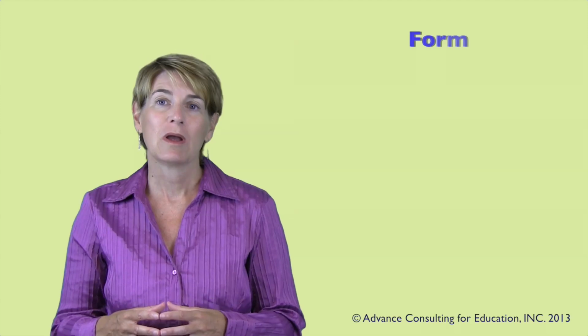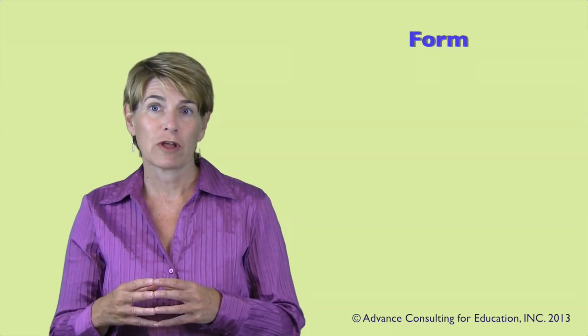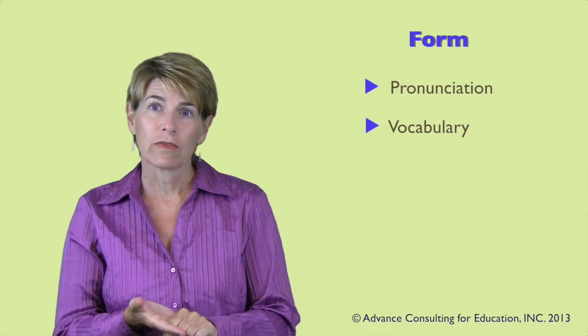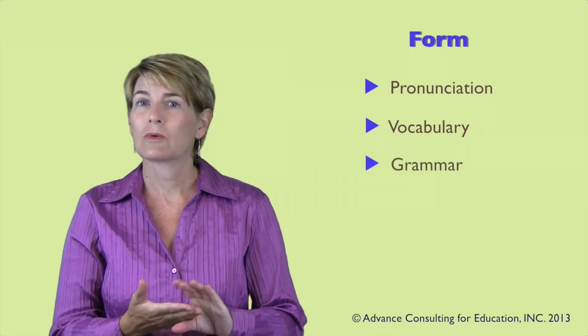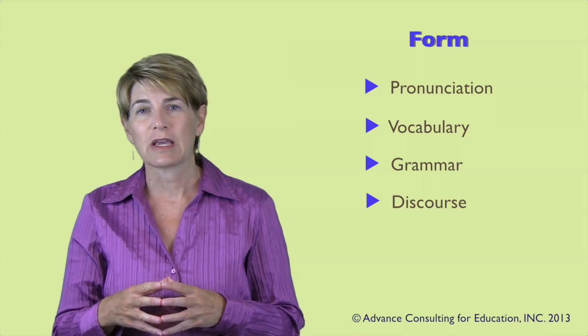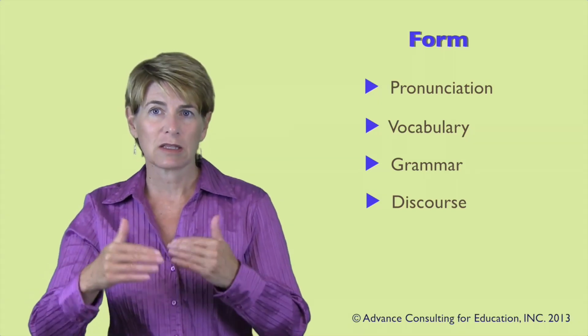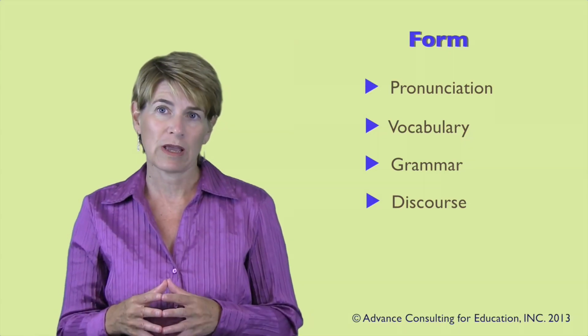When we're exploiting a listening text for form or language, we're taking our students through any of the following. We can take a look at the pronunciation, we can take a look at the vocabulary, or the grammar in the listening text, or finally the discourse of the listening text. So looking at a text or exploiting a text for form means analyzing the language at any one of these 4 levels.